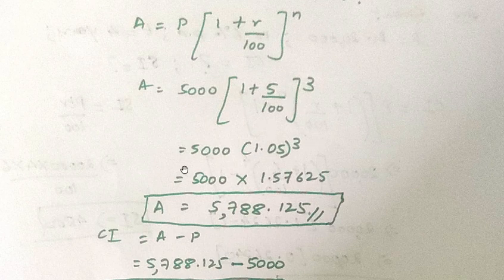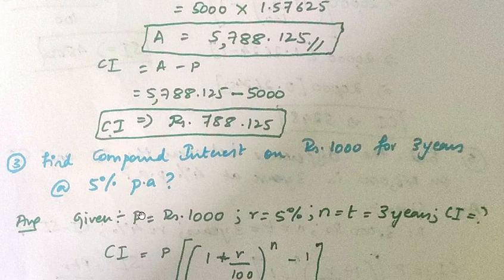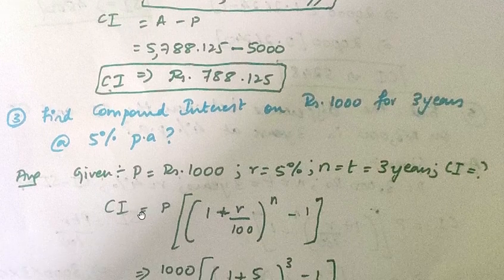1.05 to the power of cube. So 5,000 into 1.157625. So the amount is 5,788.125. You have a decimal point there. So compound interest is amount minus principal. 5,788.125 minus 5,000. So your compound interest is 788.125 rupees.